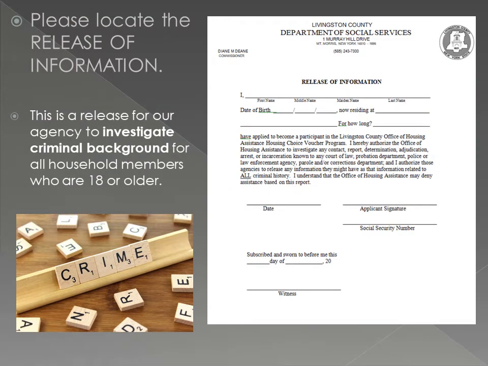Release of information form, locally referred to as the criminal release. You are required to report any crime you have been convicted of to our office. Certain convictions could prohibit you from becoming a participant of the Housing Choice Voucher Program. This release allows us to investigate and/or obtain criminal records pertaining to you.